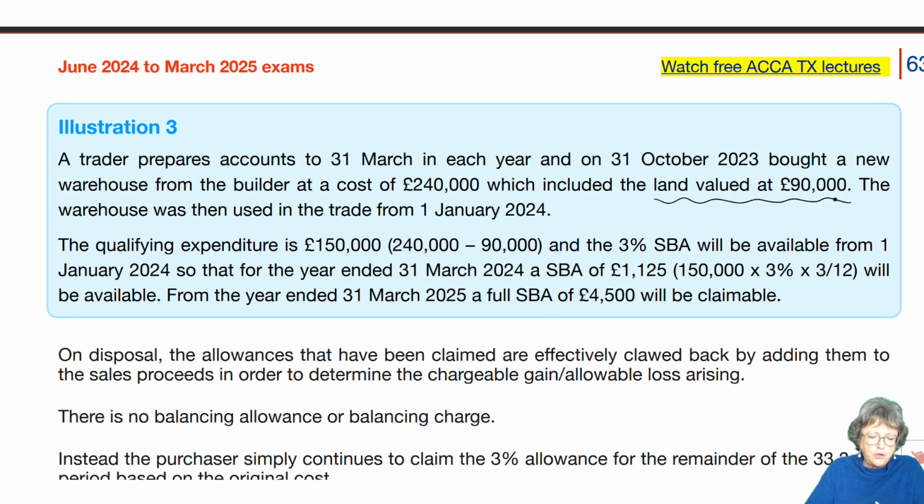The warehouse was unused until the 1st of January. The qualifying expenditure, obviously, is only $150,000, and the 3% SBA will be available from the 1st of January. So it will be 150,000 times 3% for 3 months only, so 1,125 will be available, and then from then on you'll be able to claim the whole amount of $4,500.